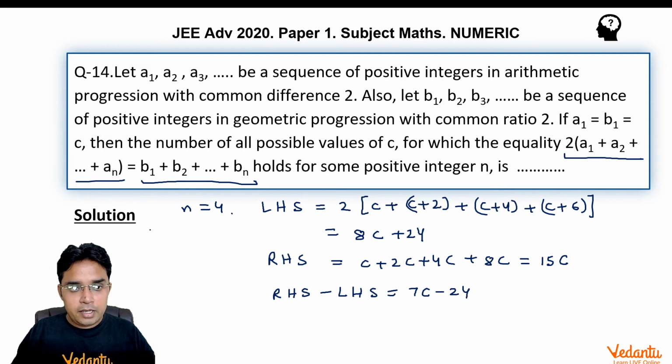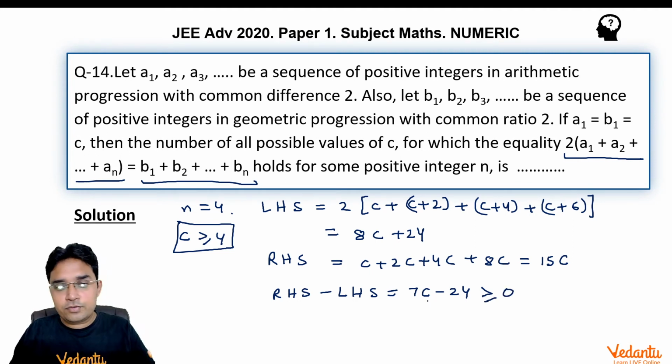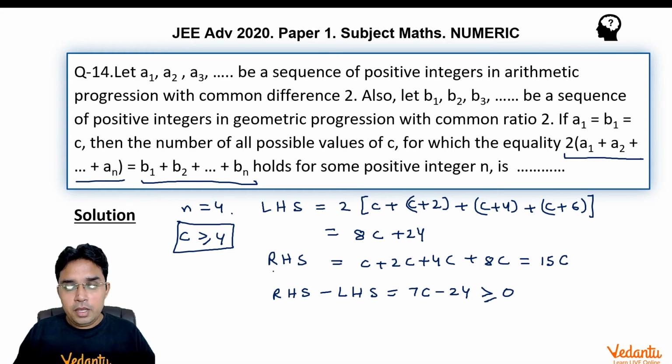Now if you remember, c was greater than or equal to 4, so we can see here that if c is greater than or equal to 4, this right hand side minus left hand side is going to be always positive, because even if I use the least value of c, it will be positive. Now for n equal to 4, we have shown that right hand side is going to be more than the left hand side.